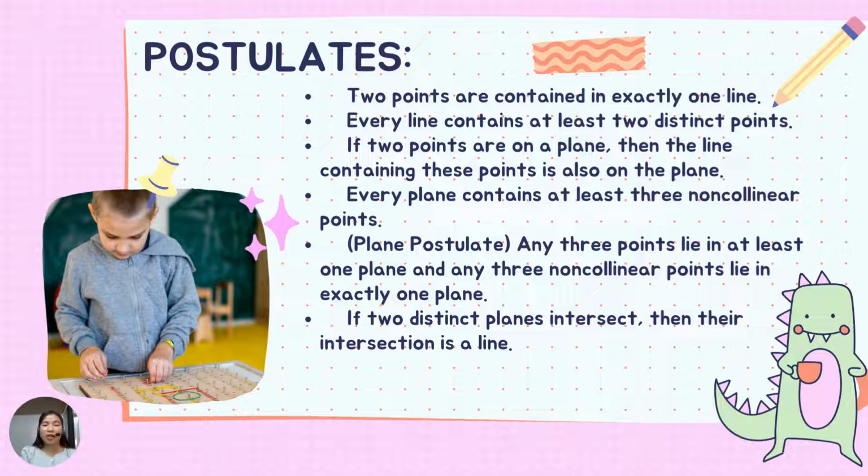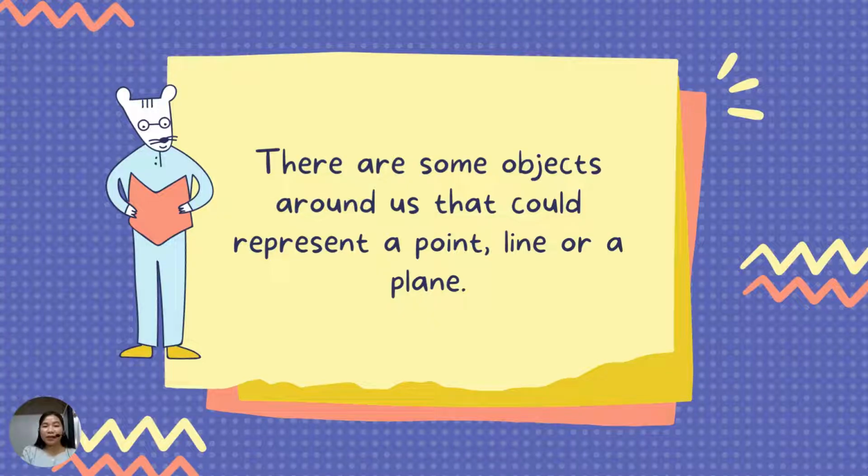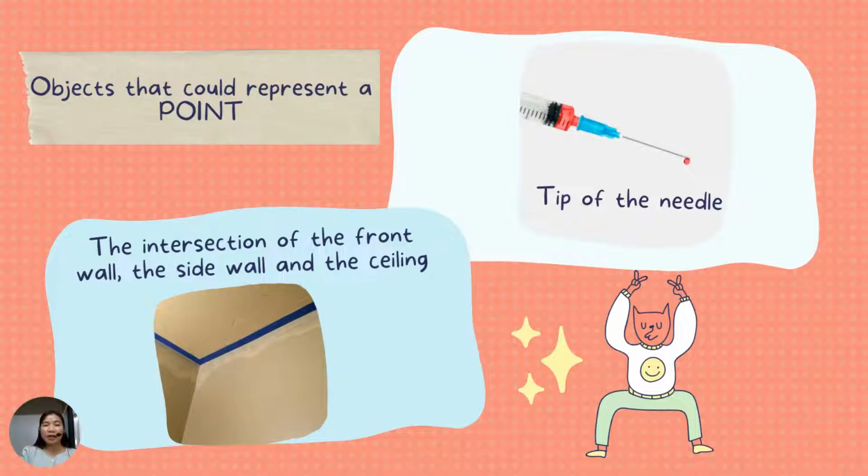So those are the undefined terms in geometry. We have a point, a line, and a plane. Now, there are some objects around us that could represent a point, a line, or a plane. Can you think of any objects that represent a point, a line, or a plane? Yes, there are.